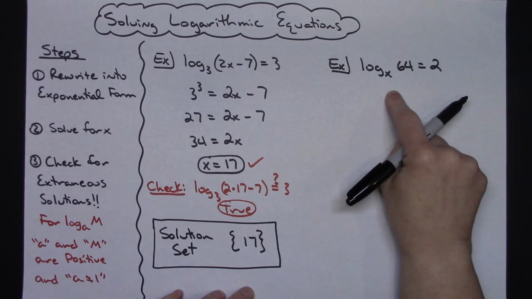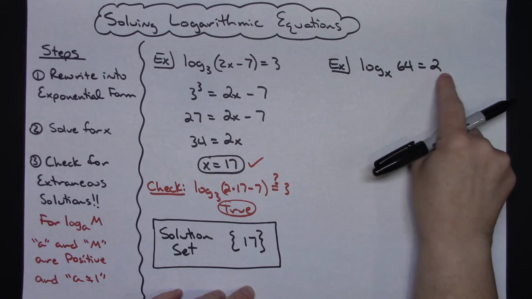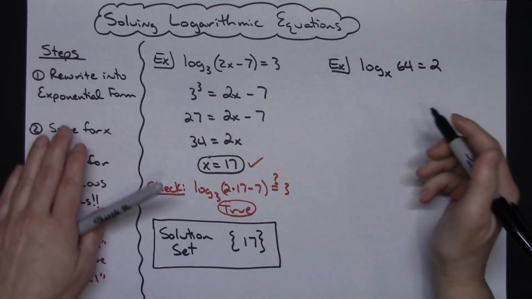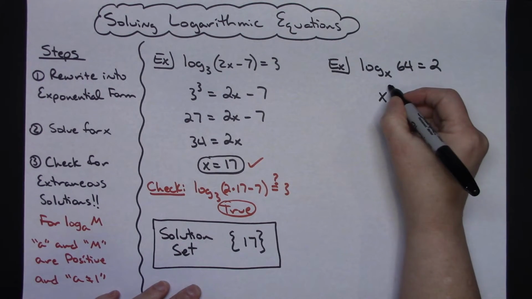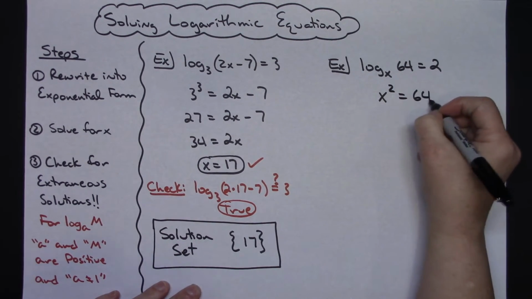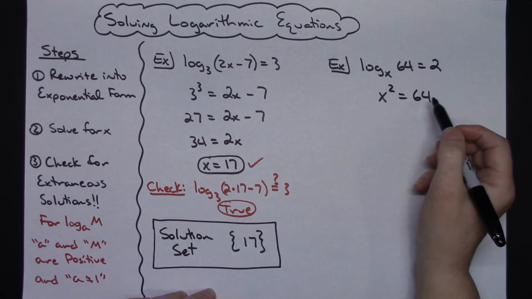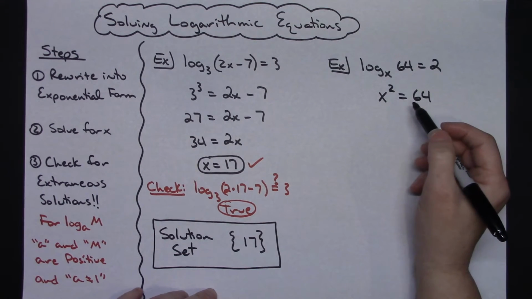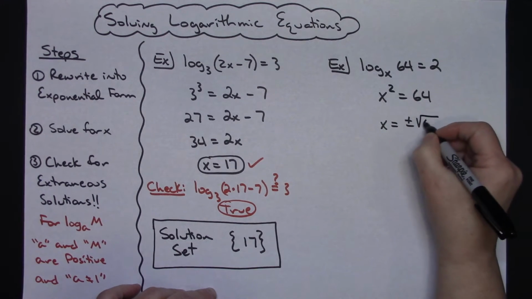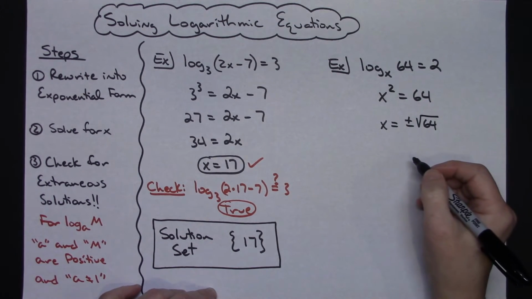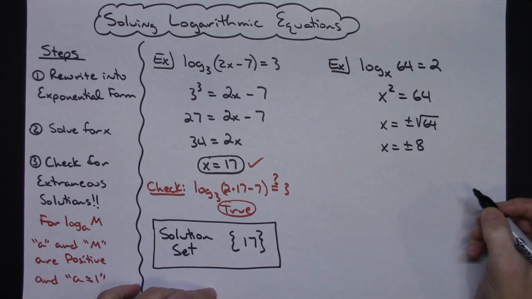In this example, we're going to be solving the log of 64 base x equals 2. My first step is to rewrite into exponential form. So then I'm going to have x raised to the second power equals 64. Again, pretty simple equation to solve. I'm going to take the square root of both sides, and when I do that I'm going to make sure and remember to do plus or minus. So x equals plus or minus the square root of 64, and the square root of 64 is 8, so I will have x equals plus or minus 8.